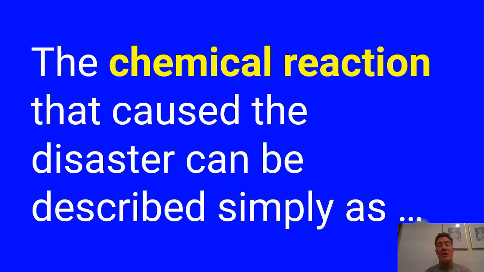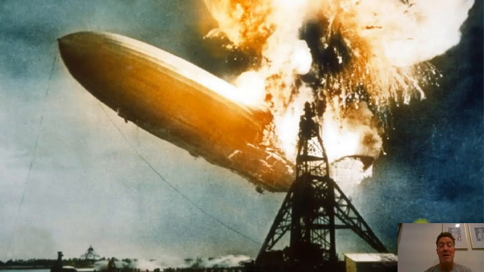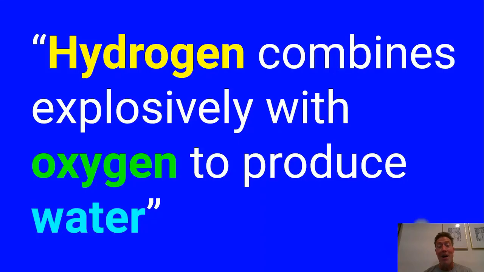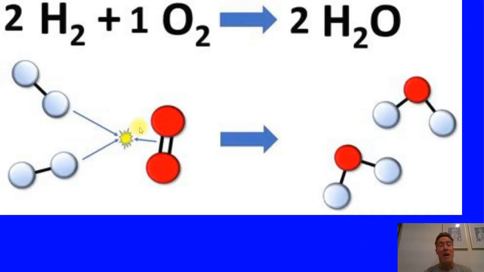The chemical reaction that caused the disaster can be described rather simply as, and here's the disaster: hydrogen combines explosively with oxygen to produce water. We can describe this chemically as 2 parts hydrogen combined with 1 part oxygen to make 2 parts water.